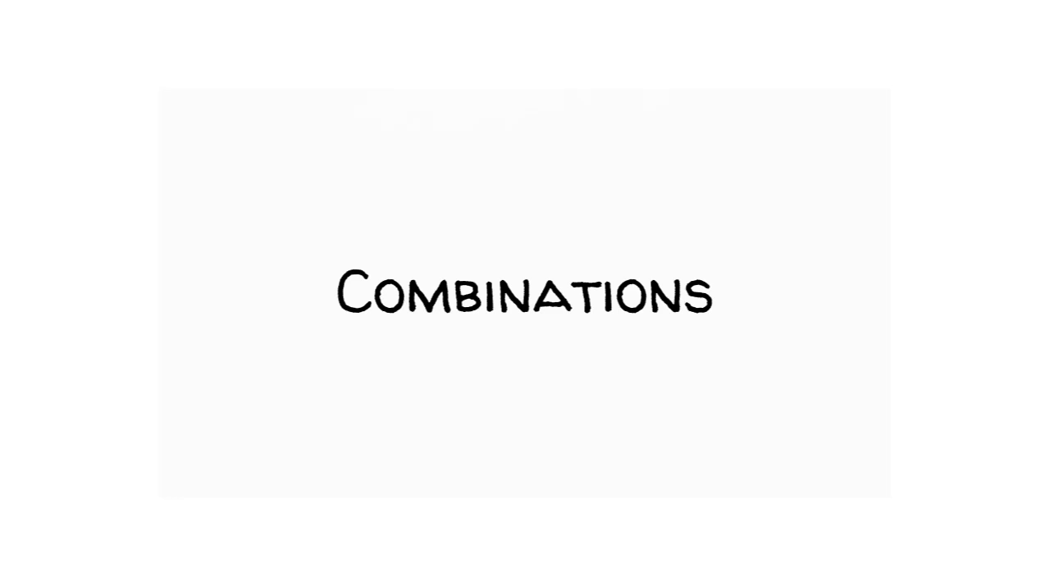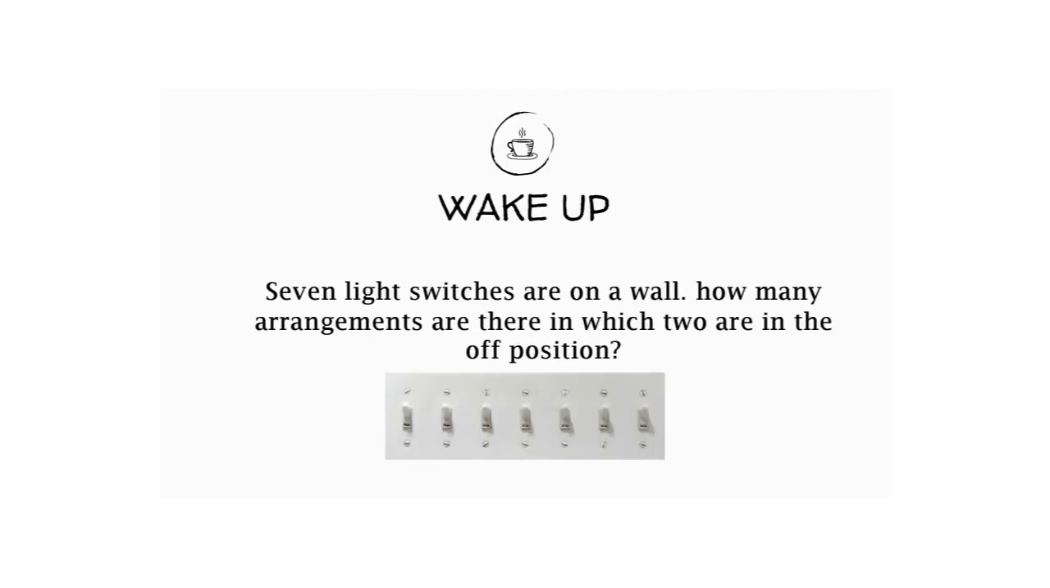In this video, we take a look at our next counting strategy known as combination. We pick up where we left off with a question about light switches. 7 light switches are on a wall. How many arrangements are there in which 2 are in the off position? This is indeed a job for a non-distinct permutation.